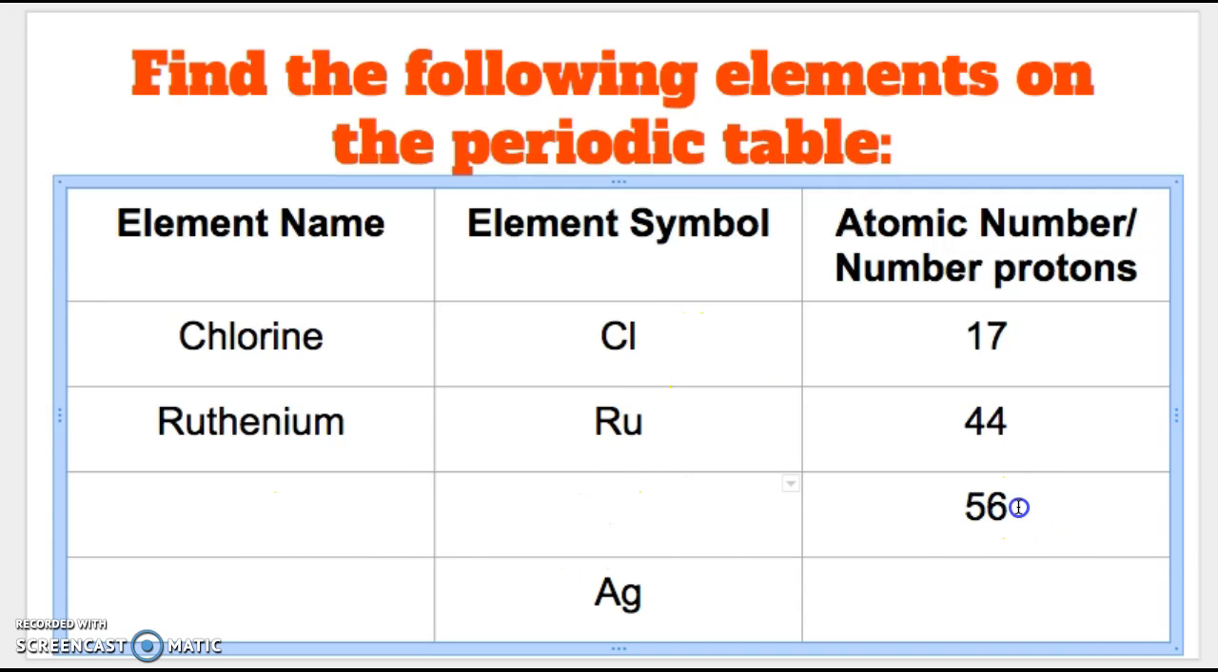Okay, this one. All we're given is a number, so we have to find element number 56. Found it. Barium. What do you do with dead chemists? You bury 'em. Ha ha ha ha ha.